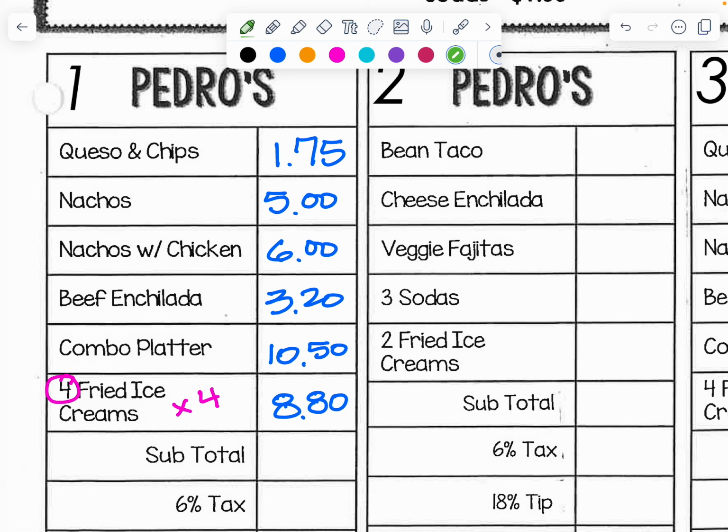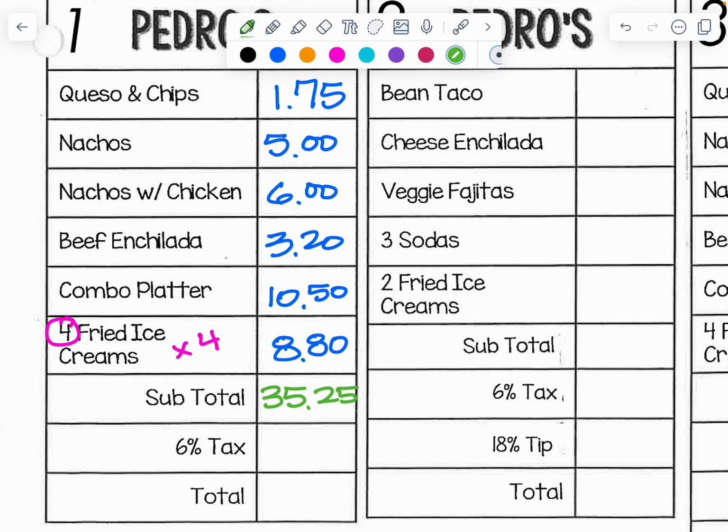All right, now a subtotal just takes all of these and adds them up. Try it on your calculator. If you do it correctly, you would get $35.25. Now we've got to figure out tax. Tax, we're going to find 6% of our subtotal, $35.25.